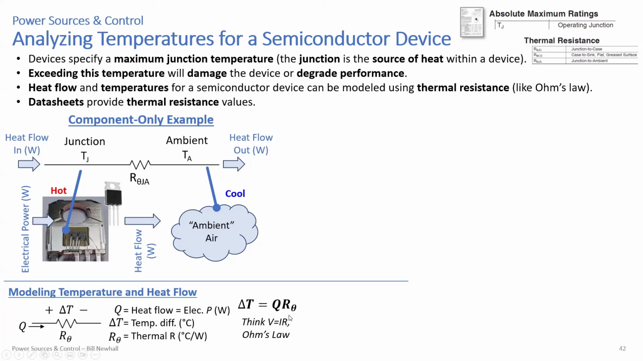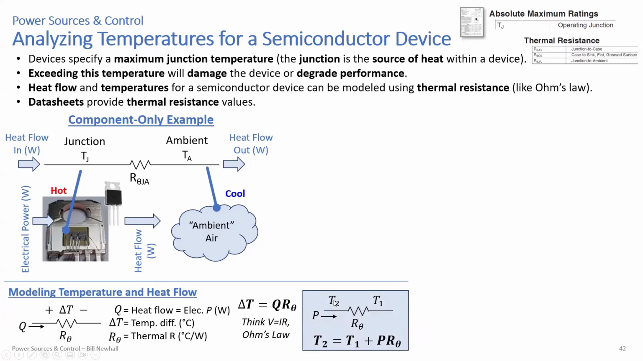If you can visualize current flowing through a resistor and a voltage being caused across that resistor, then visualize this the same way. In fact, some people go the opposite way when they're more comfortable with heat flow and thermal resistance and temperature differences. They think about Ohm's law in electrical engineering as if it were heat flow.